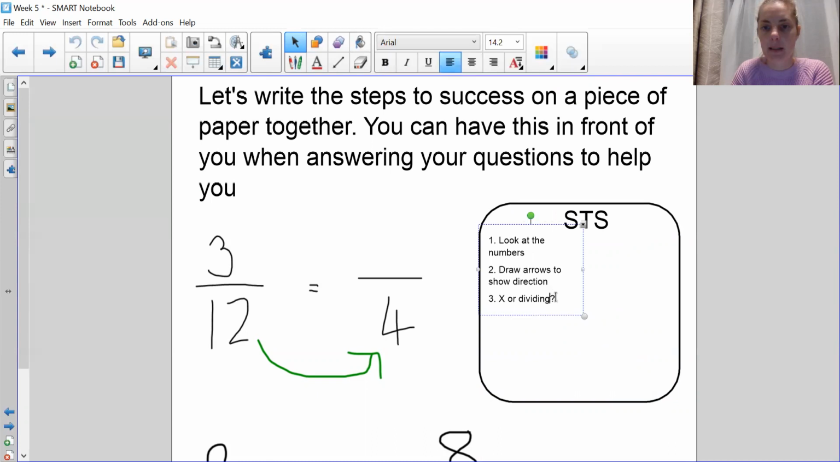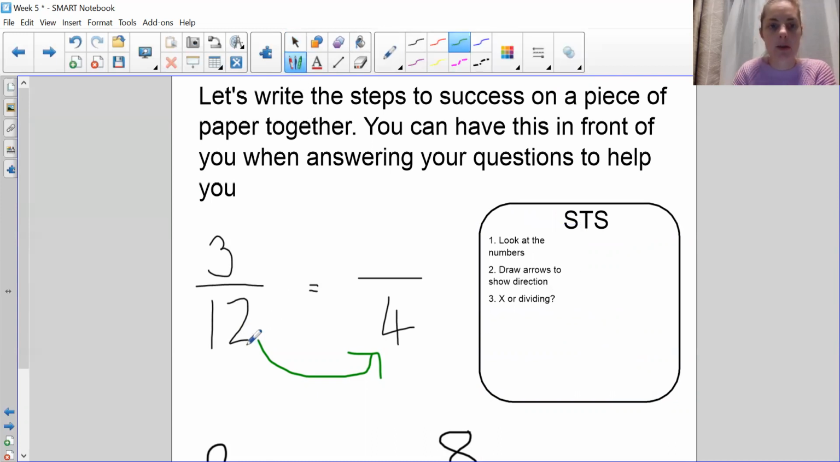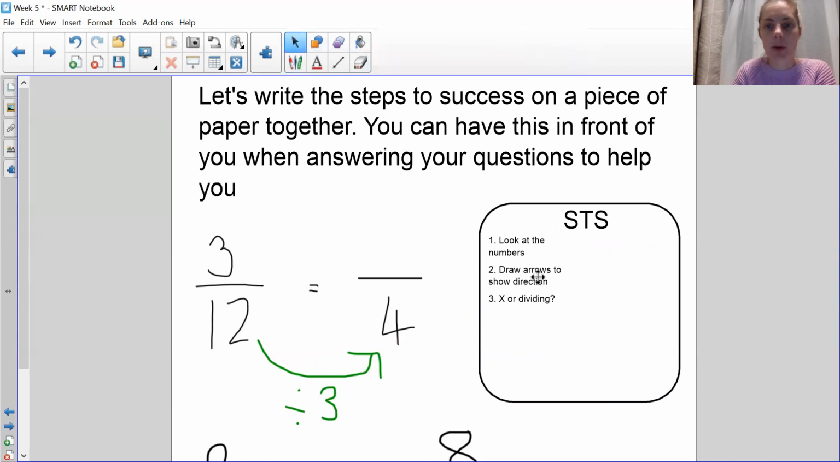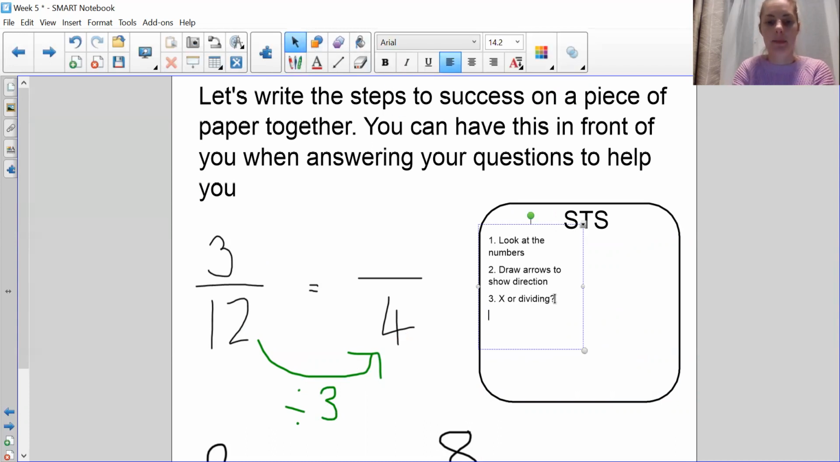Once you've decided if you're timesing or dividing, and we're looking at ours, we're saying 12 to get to 4. I'm going from big to small, so I need to divide. Whatever I do to the one number, I need to do to the other. So I'm going to say, whatever I do to the one number, I do to the other number. Very important.